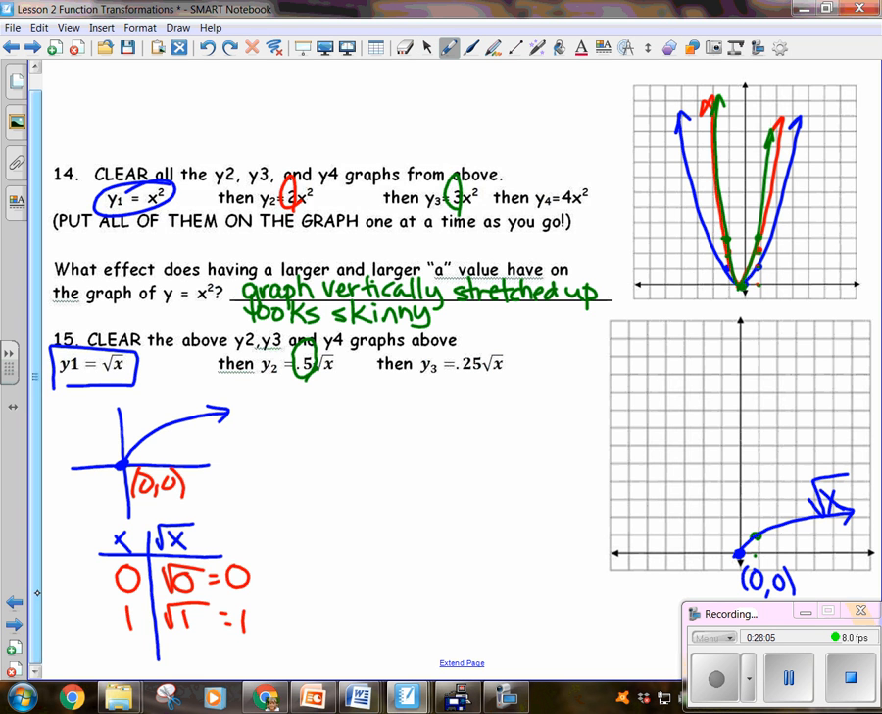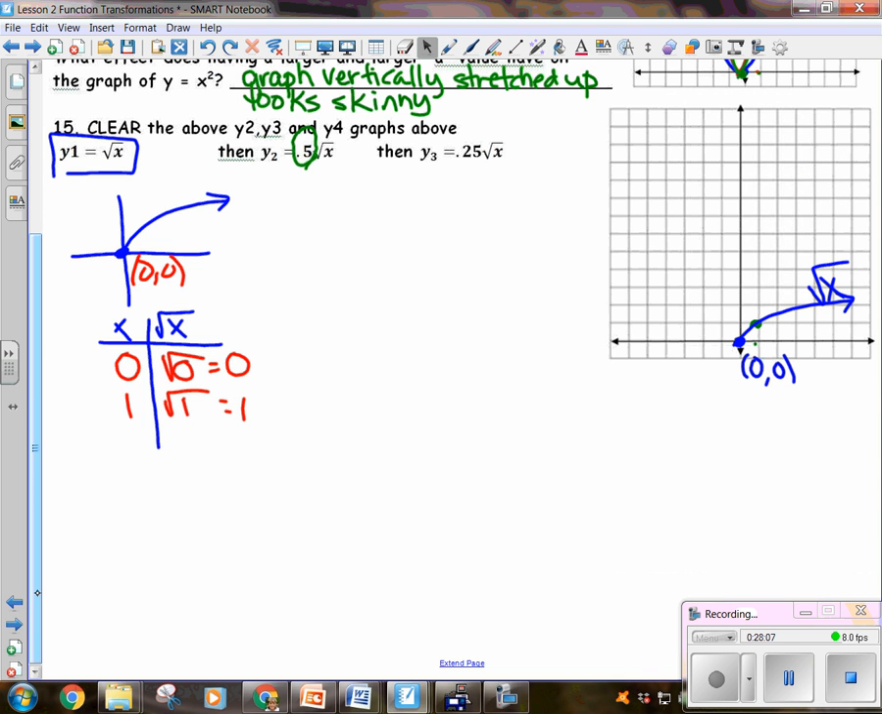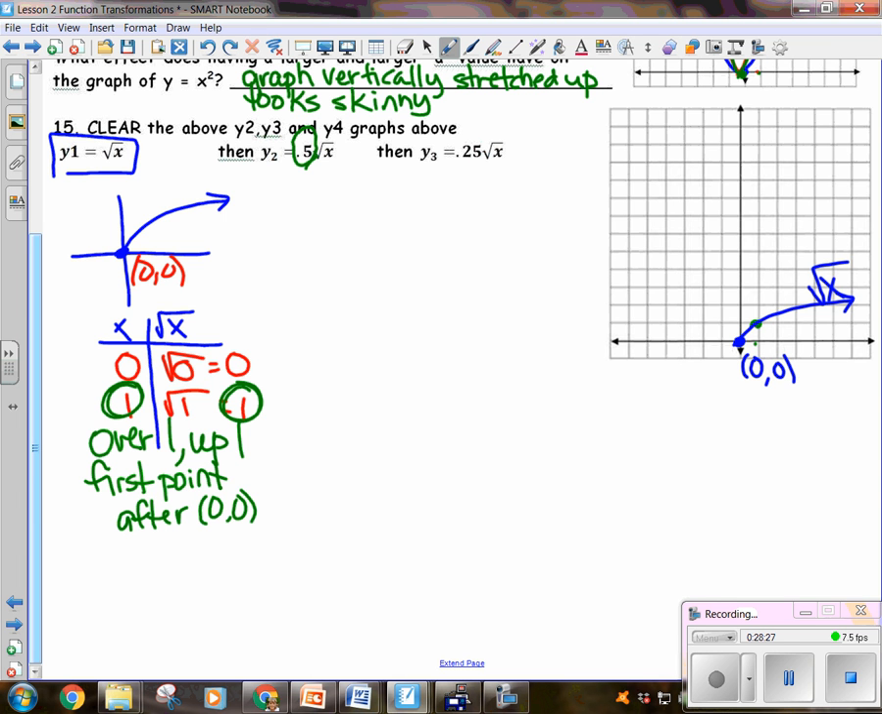Half in front, okay? Let me go back and summarize one more time. This one goes over 1 and what? Up 1, over 1, up 1. That's what those mean, and that's in the very first movement. That's the first point after 0, 0, and that's very much the same as how we did the x squared graph too.